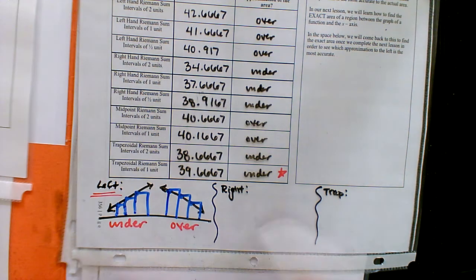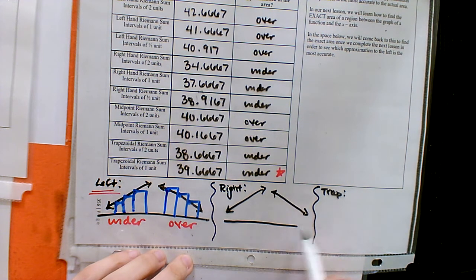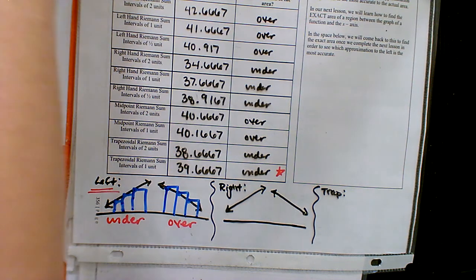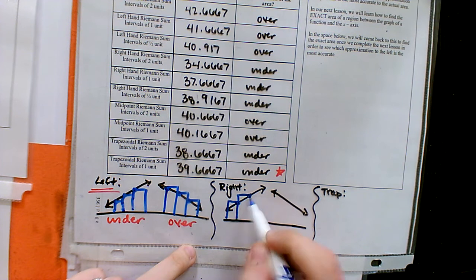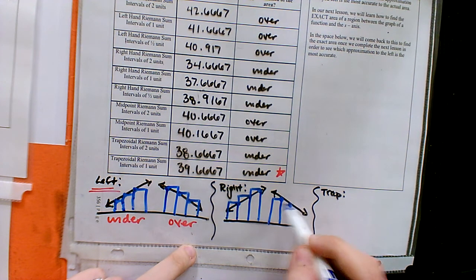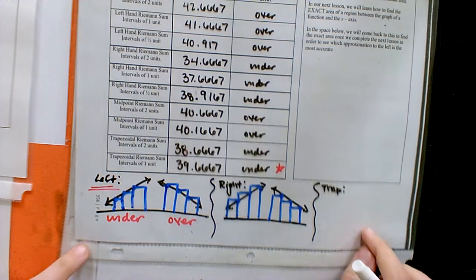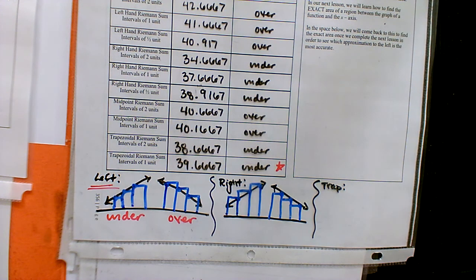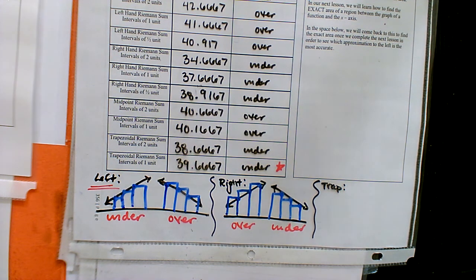Okay, let's go ahead and try right endpoints. We're going to look at the same increasing and decreasing function. All right, so right endpoints means the right vertex touches the function. Over or under for increasing? Over. Over or under for decreasing? Under, right? Kind of switches. Okay, so that's for left endpoint versus right endpoint.